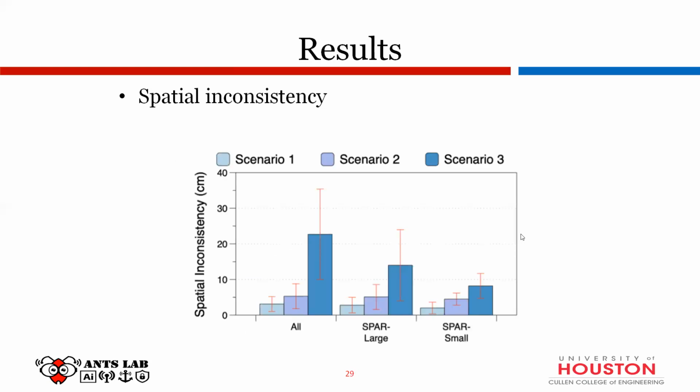Now is the spatial inconsistency. Also, this is divided into 3 scenarios, though they didn't provide the last one in this picture. In scenario 1, the sparse small has the least spatial inconsistency, and scenario 3 is the same. So no matter which scenario you look into, the SPAR strategy is always better than the one that sends all the keyframes.